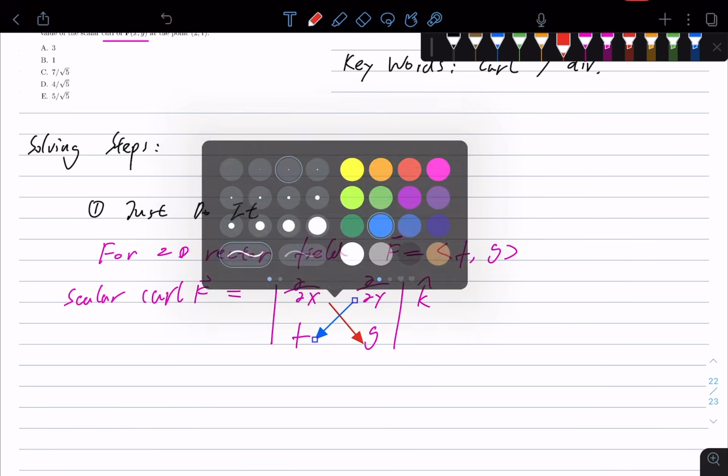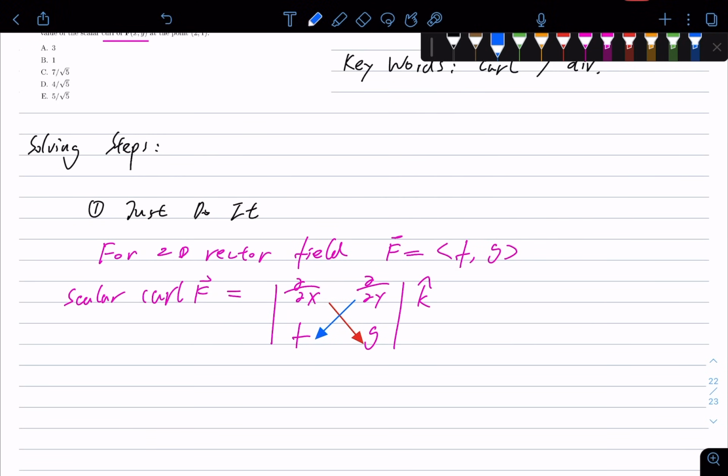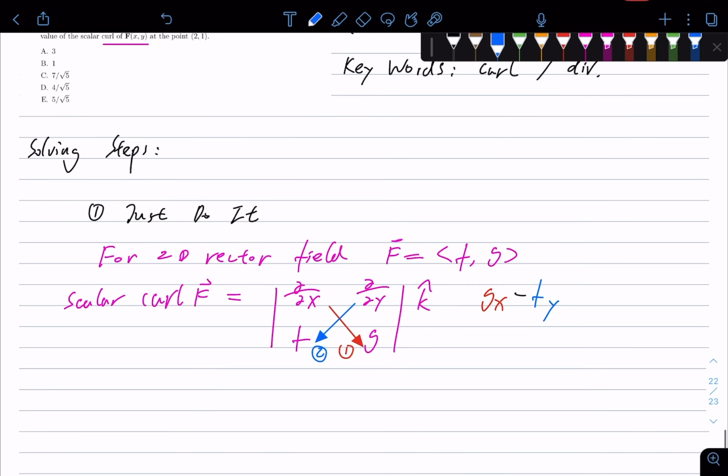I'm going to label this in blue. So you always go down first stroke, and then you go down second stroke. So you're going to have Gx as the first thing, and you're going to get Fy as the second thing, right? So that's your scalar curl.